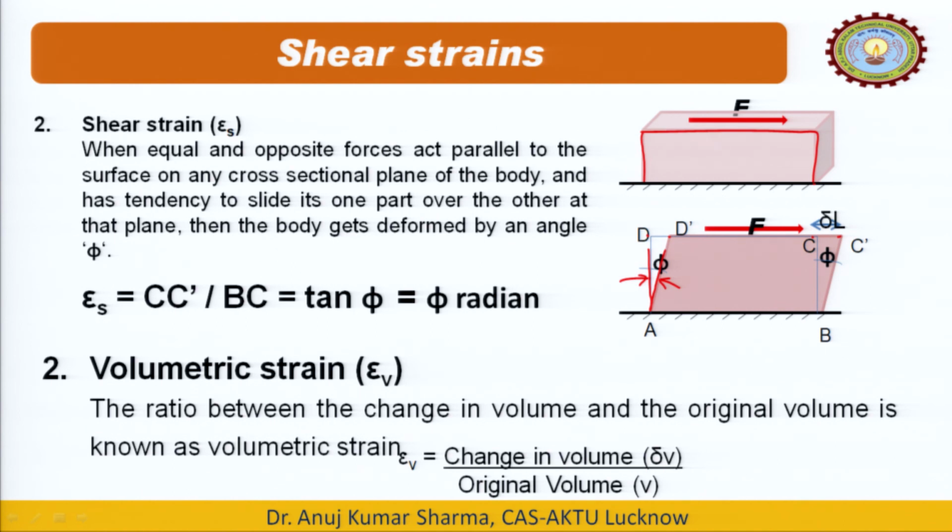So, when equal and opposite forces act parallel to the surfaces of the cross section. If we had not grounded this object, we would have had to apply the same amount of force in the opposite direction. To compensate for this force, we grounded this object. From this rectangle, if we want to determine the value of the shear strain, we can use this formula.